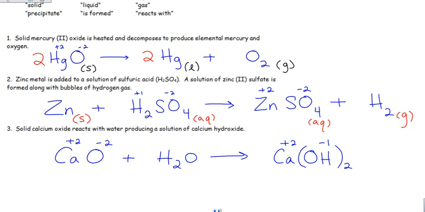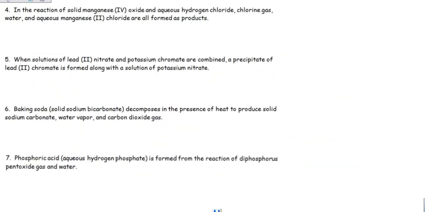Then I put in my phase symbols. Solid calcium oxide reacts with water. Unless we're told otherwise, water's probably a liquid. But then we form a solution of calcium hydroxide. Calcium hydroxide is normally a solid, but in the presence of water, it will dissolve. Done. Not so bad, huh? I think the more you practice, you'll get real familiar with the way that they're worded, and you'll see some common patterns.